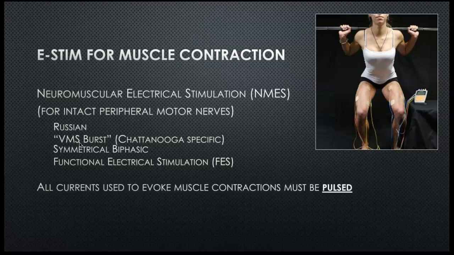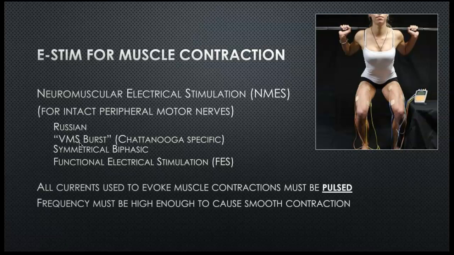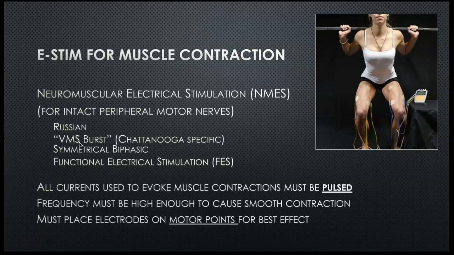So all of these currents are used to evoke muscle contractions, and they're typically pulsed. The frequency has to be high enough to cause a smooth contraction. Otherwise, it's really uncomfortable. And so the higher your pulses per second or higher your hertz, the more smooth it feels. If it's a small number of pulses per second, a small number of hertz, it's very jabby. So you need a high frequency in these to get a smooth contraction.